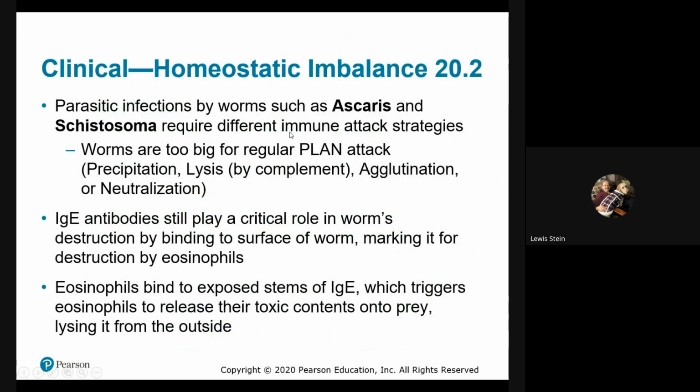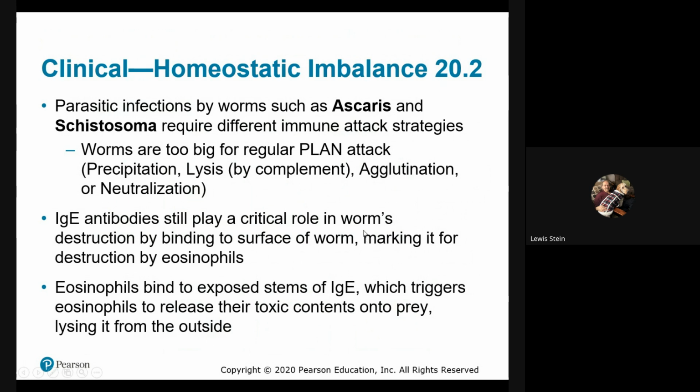So the worms, this is that lysis by complement, Ig antibodies. This is the idea. They bind to the surface of the worm, making it a target for destruction by eosinophils. Eosinophils then release these toxic contents and begin to destroy it from the outside. So that's really specific to worms.